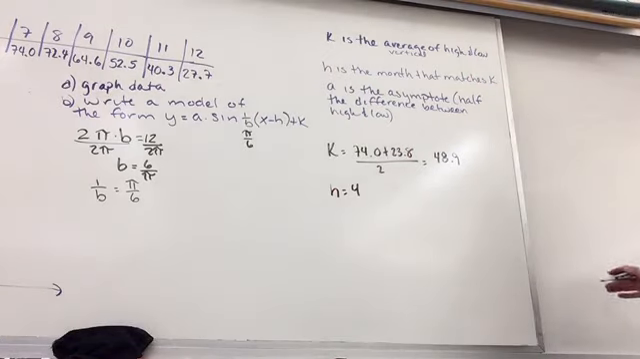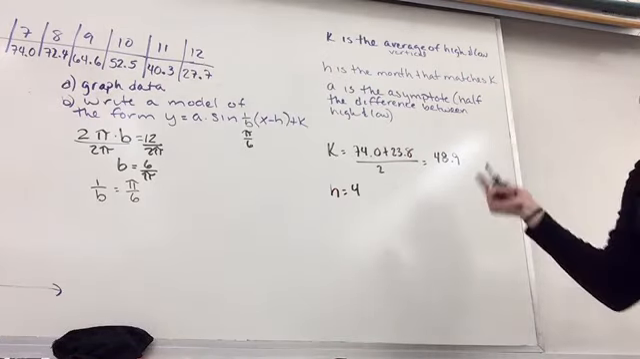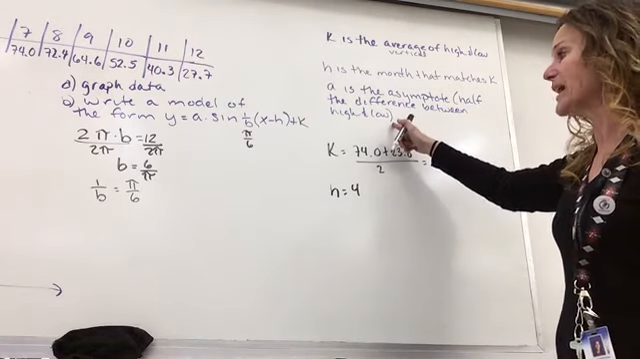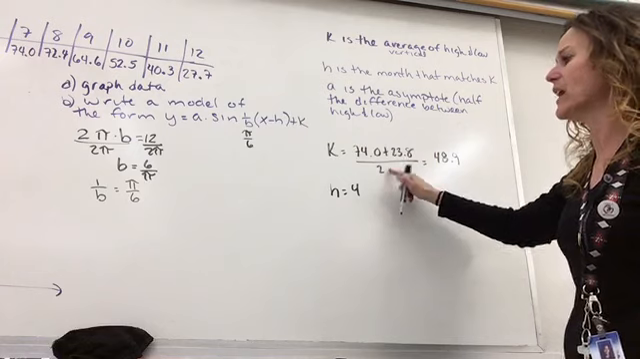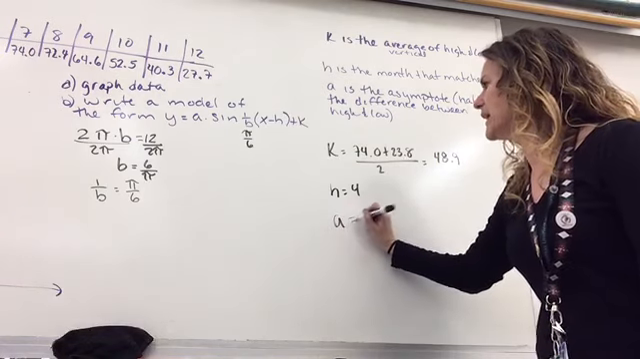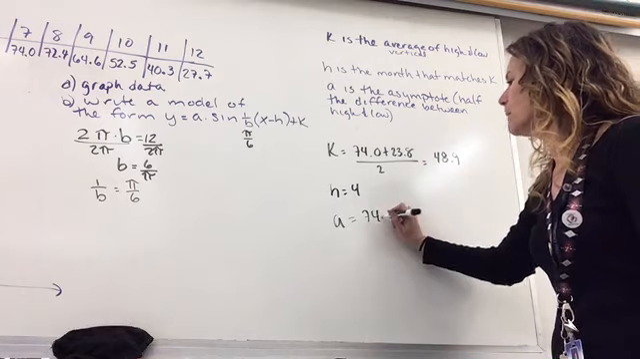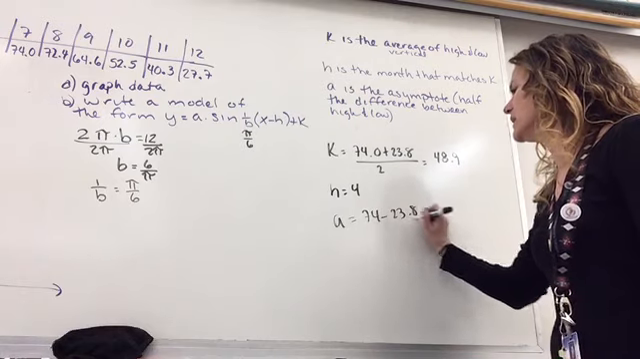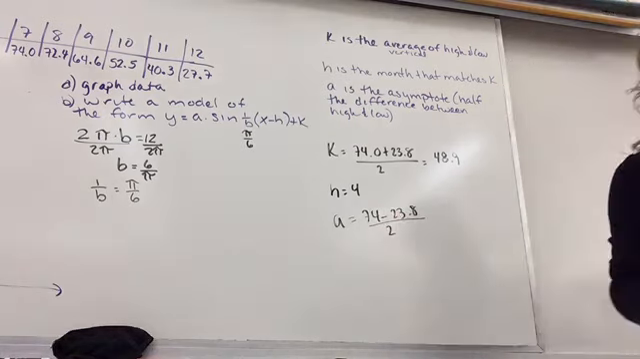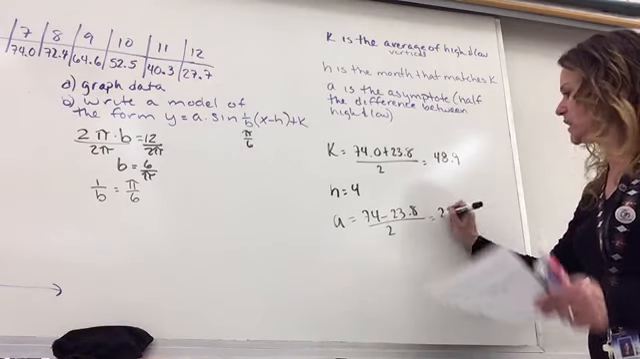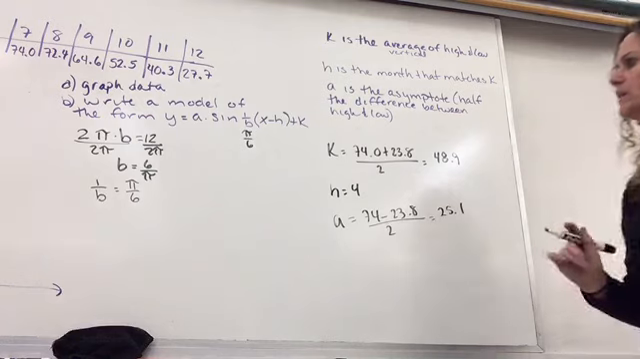A is the amplitude. It's half the difference between the high and the low. The difference here is this is A, you subtract the values, and K, you're adding them. So to find my A, I'm going to say 74 minus 23.8 divided by 2. Half the difference. So when we subtract them and divide it, we get 25.1.